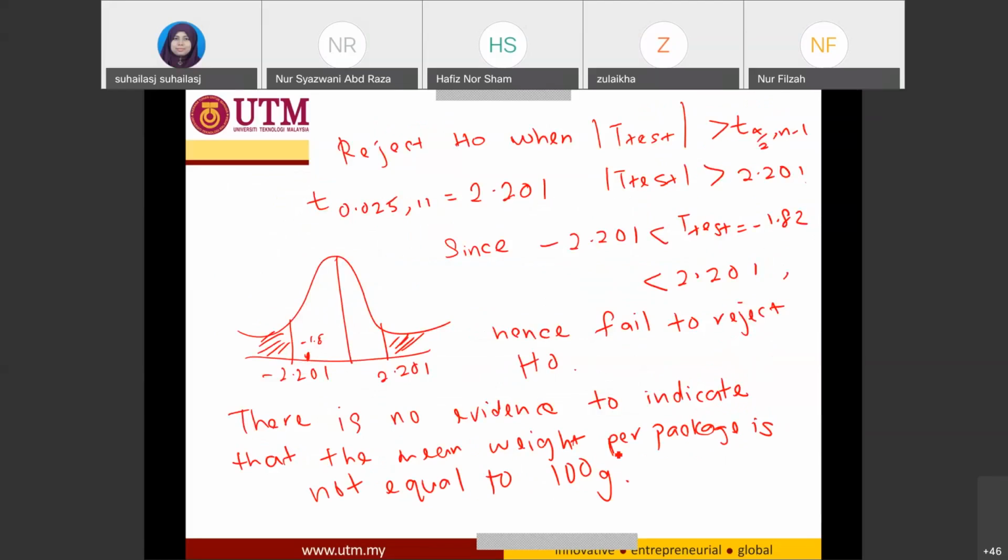Okay, maksudnya kalau kita fail to reject H0, that means your mu is equals to 100 gram. So there is no evidence to indicate that the mean weight per package is not equals to 100 gram. Okay, boleh ke? Conclusion tu mungkin confuse sikit. But it's the same thing lah, kalau let's say kamu tulis there is evidence to indicate that the mean weight per package is equals to 100 gram pun boleh juga. Mana-mana satu, okay, as long as dia consistent dengan kamu reject ke ataupun fail to reject H0.